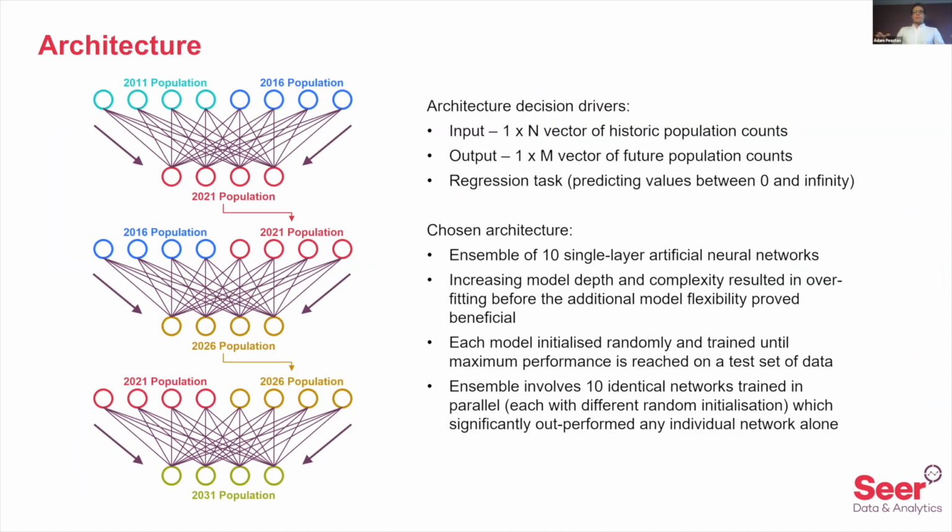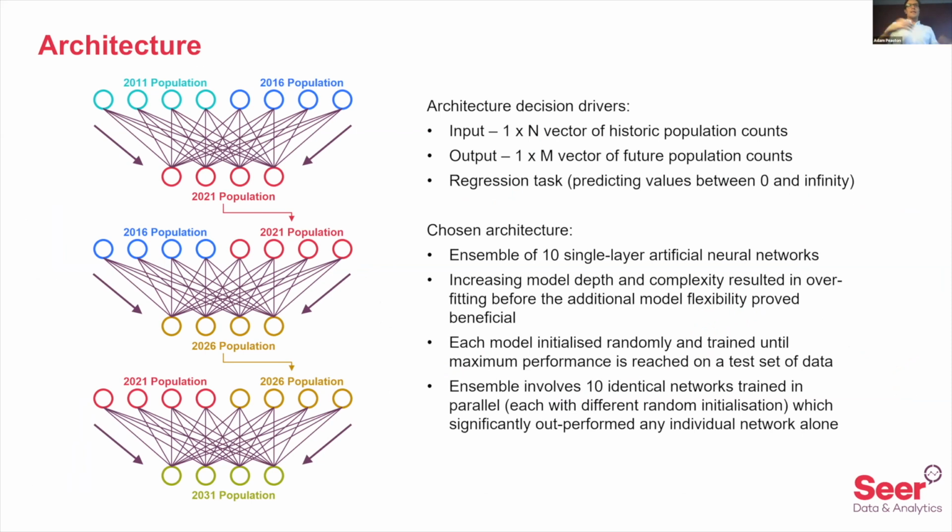So the architecture of this model is a neural network. We experimented with a few different model types, a variety of different depths of network, and found that a shallow network was giving us as reasonable or as high results as any of the much deeper models. And so what we did essentially was to train an ensemble of 10 of these single layer artificial neural networks.